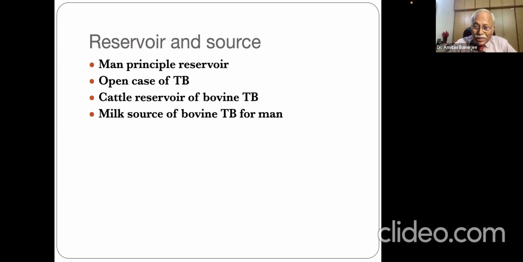Then there is an extra-human source also, mostly animals, including cattle and cows, which are very close to people in rural areas. The livelihood may depend on the cow. So there is a reservoir of bovine tuberculosis mycobacterium, which can also infect humans. And milk is a source of bovine tuberculosis for man. So unboiled milk can be a source.